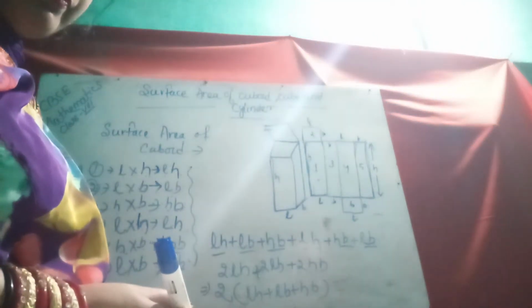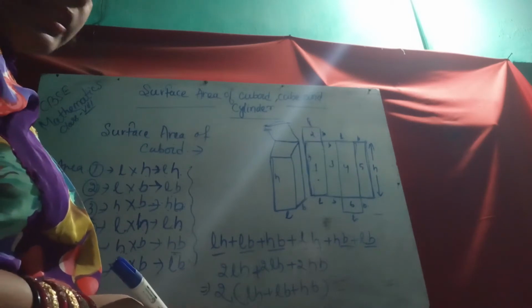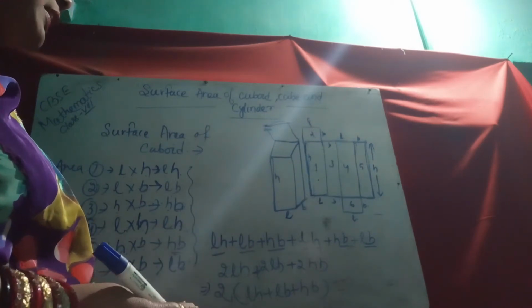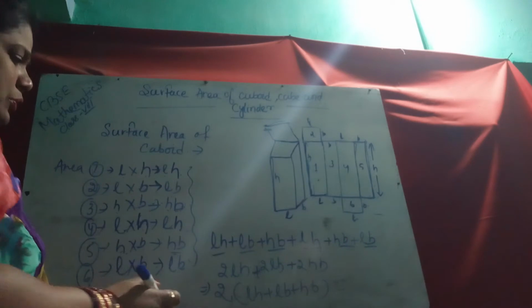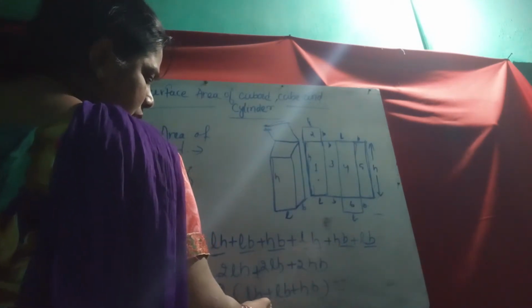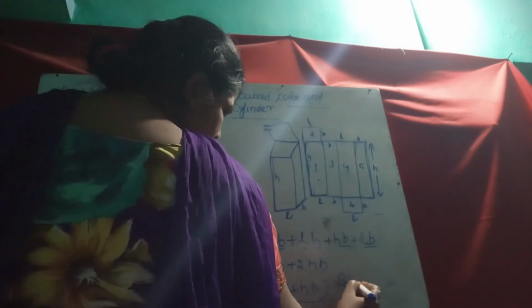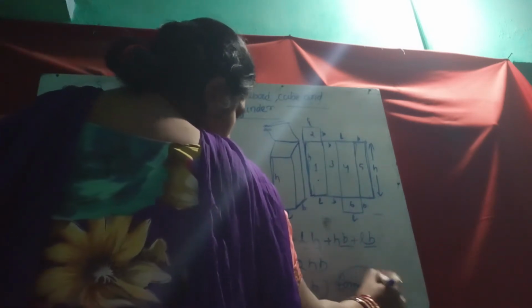So the complete surface area of a cuboid is 2 into length into breadth, breadth into height and height into length. So this is the formula for the surface area of a cuboid.